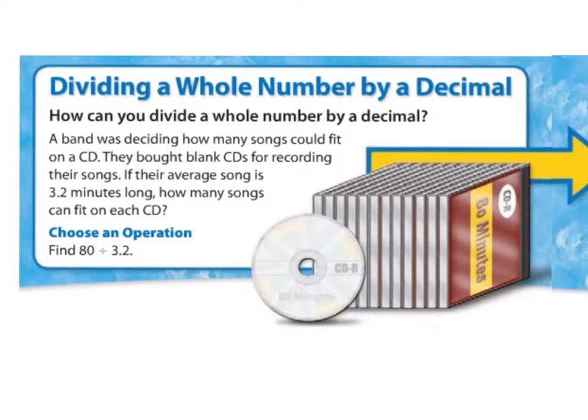Alright, so our first example in our category of dividing a whole number by a decimal is right here. How can you divide a whole number by a decimal? Well, a band was deciding on how many songs could fit on a CD.